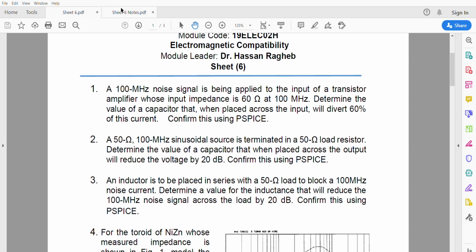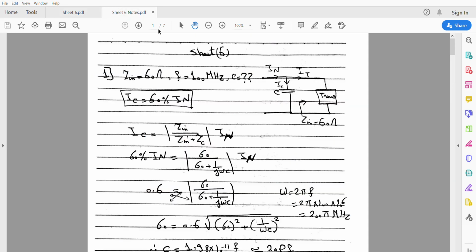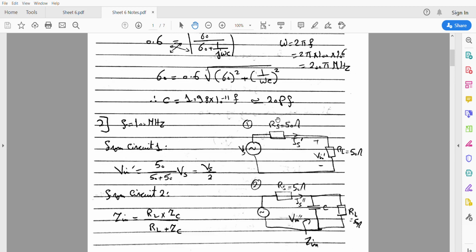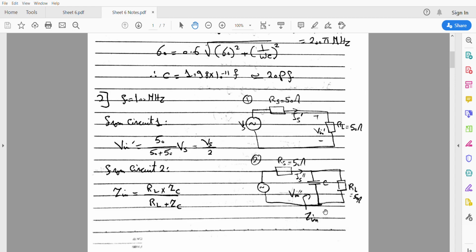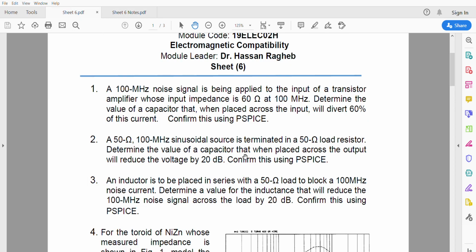So first let's start by drawing the equivalent circuit before adding the capacitor. The question said we have a voltage source with a resistance of 50 ohm connected to a load resistor of 50 ohm. So if we add a capacitor to the load, what will be the value of this capacitor that will reduce the voltage by 20 dB?